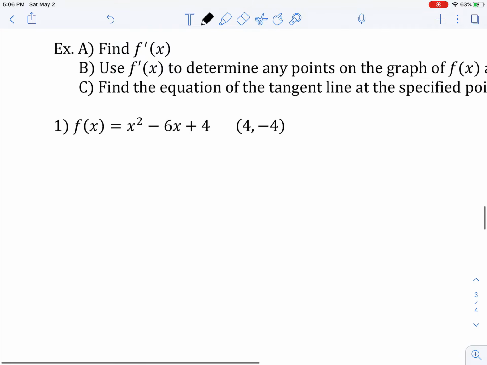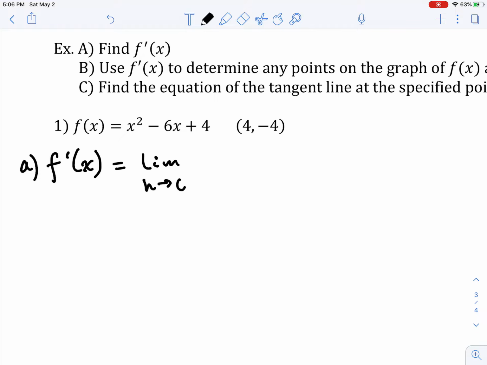So here's our function, here's a given point, and our first step is just going to be to define our derivative. So f prime of x. All right, so we're going to do this again, the same process that we did in the previous lesson, where we're going to find the limit as h approaches 0 of this. So here's the setup. Remember, it's f of x plus h. So we're going to evaluate this function at x plus h.